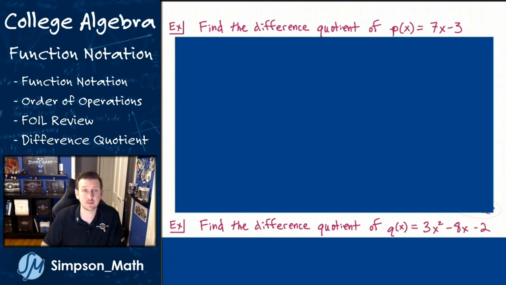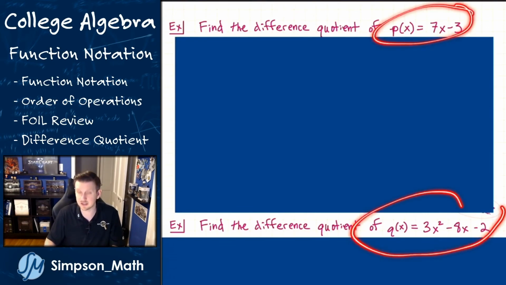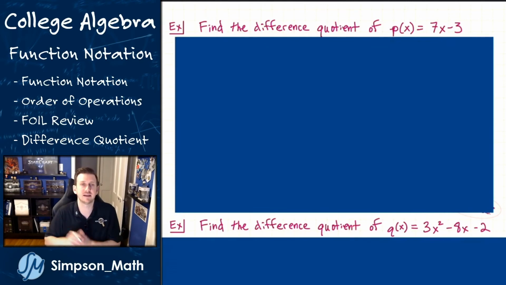All right, 2 last examples to deal with. All we're doing with these last 2 is just to find the difference quotient. This first one, if you notice, it's just linear. This last one is quadratic. So go ahead and take a second, pause the video, find the difference quotient of both of these, and then we'll go over them. Pause the video, try these on your own.